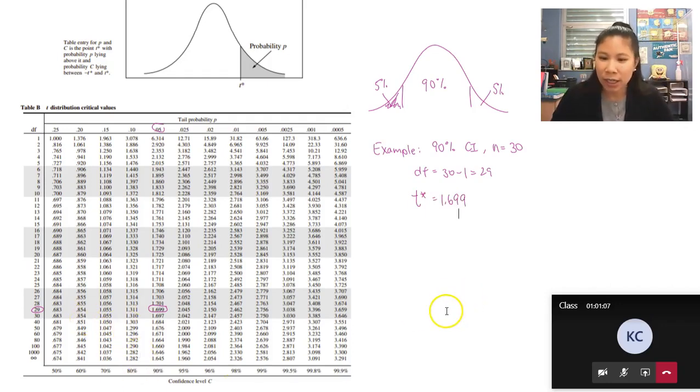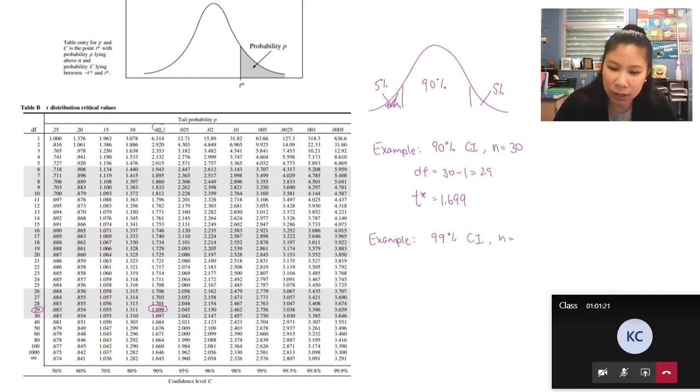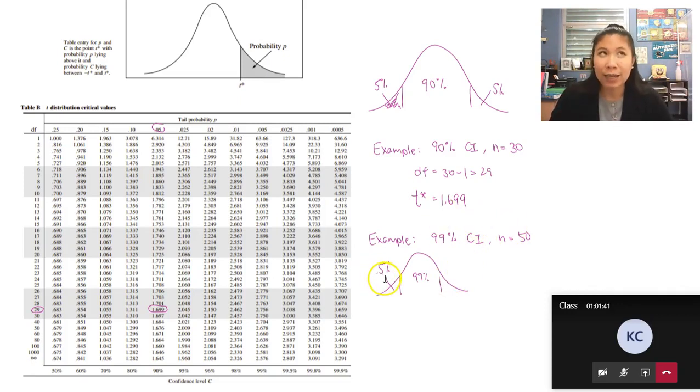Okay, not too crazy. Let's do another example just for fun. This time let's try to do a 99% confidence interval. Let's say this time n was 50. So we have large sample sizes. This is great. Okay, so with a 99% confidence interval, that means the tail area is going to be 1% combined, which means 0.5% on each side. So 0.5% is 0.005. So that means we're looking at this column here.